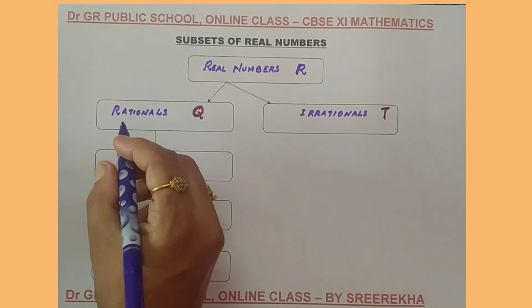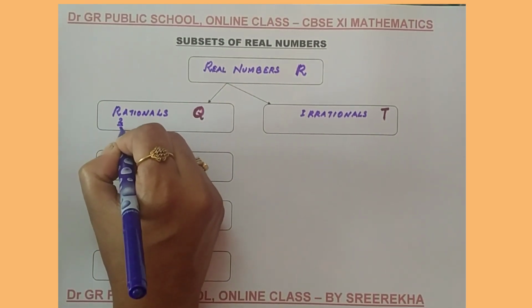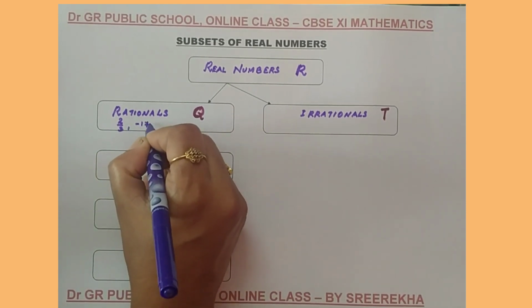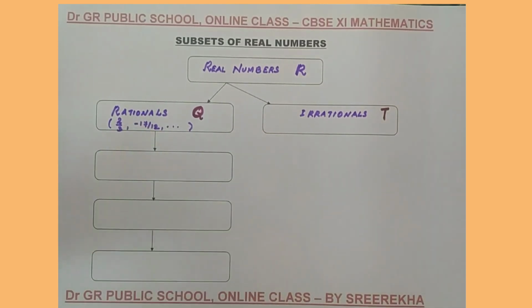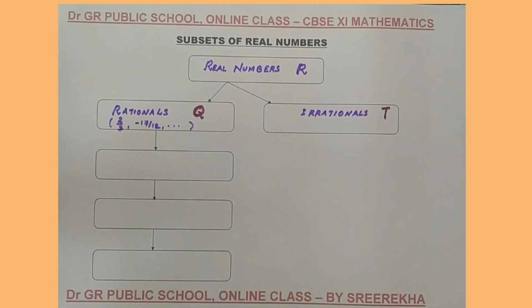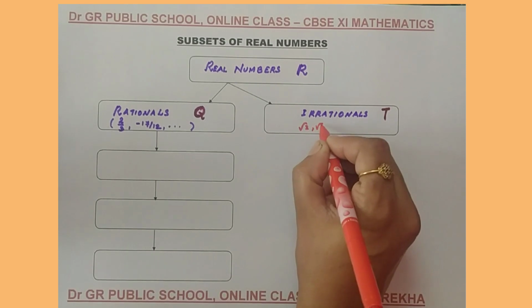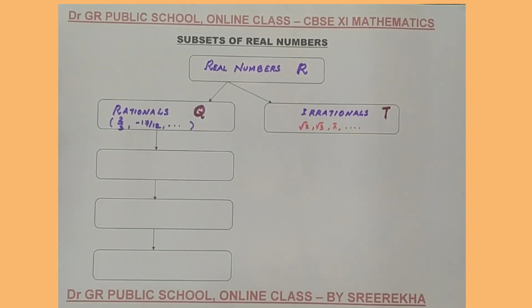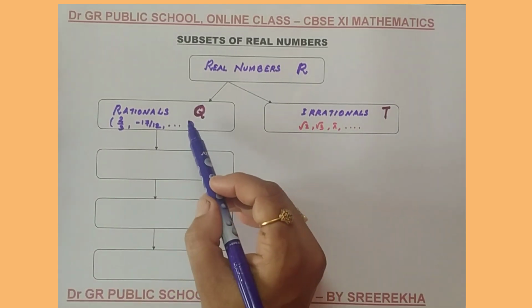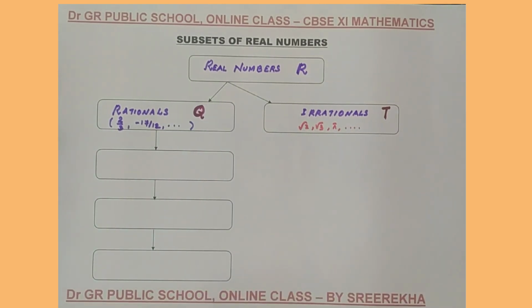Now, you know what rationals are. Numbers of the form p by q, that is 2 by 3, minus 17 by 12, etc. These are examples of rational numbers. But irrational means numbers like root 2, root 3, pi, etc., which are non-terminating and non-recurring. So rationals and irrationals are part of real numbers.